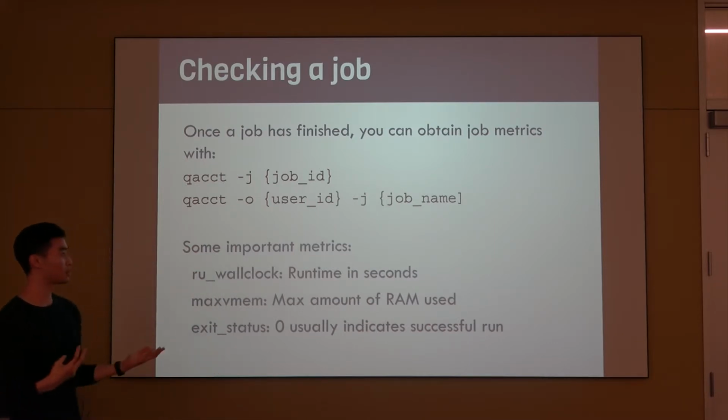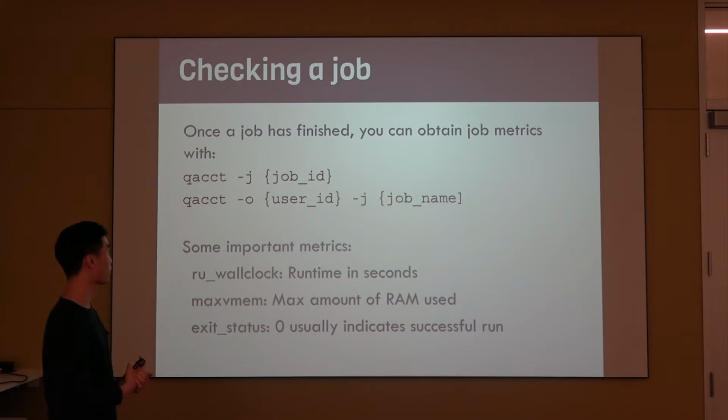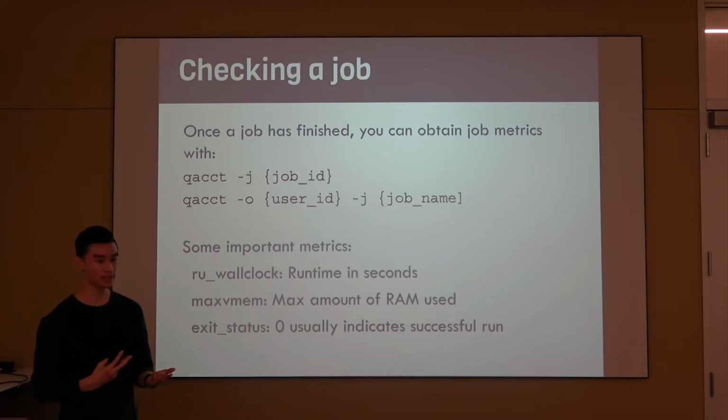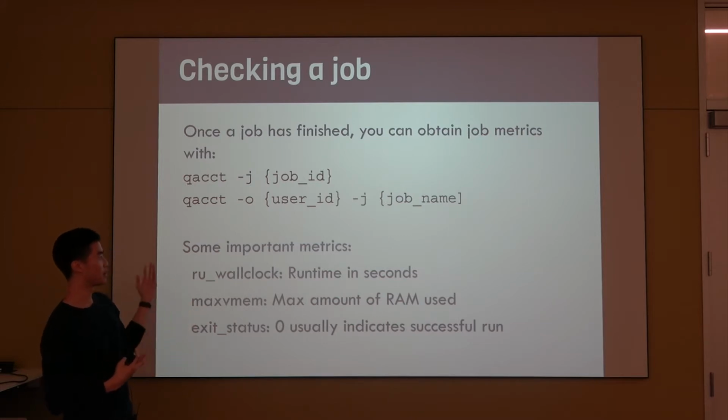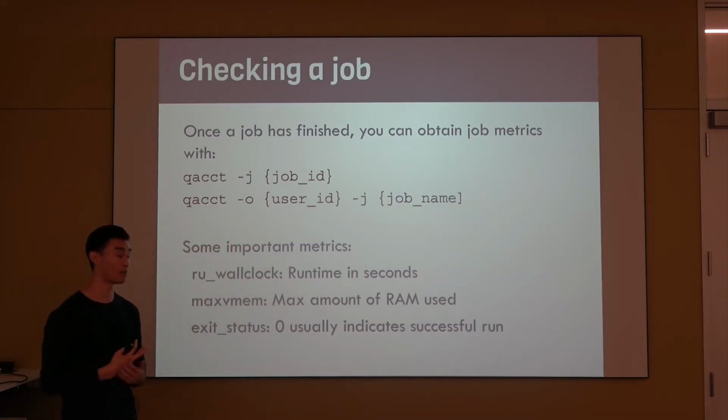So once your job is finished, you can get metrics on your job using this function here, qacct, queue account. And if you know the job ID, you can just do -j and the job ID. Or if you didn't know the job ID, but you know the name, you can do -o your username and then -j the job name.